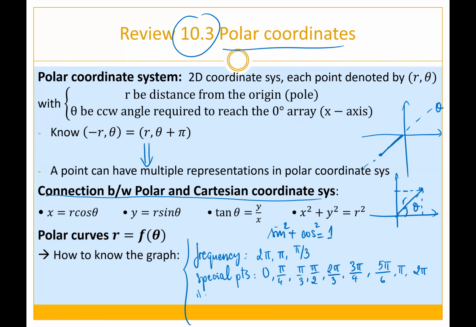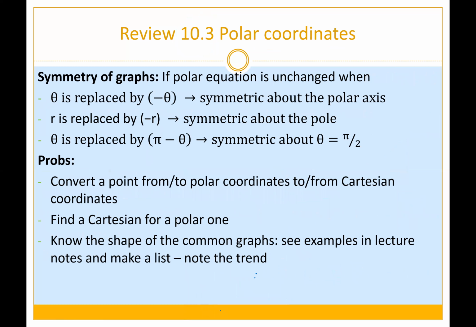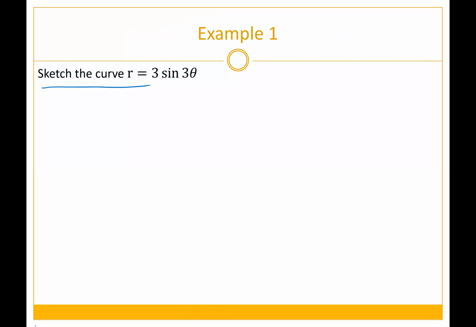We also check the initial and terminal points. Sometimes that can give us a very quick hint about whether we have the right graph or not. Or the best way is to make a table of values and check all of that. You can also graph them based on the symmetry of the graph.